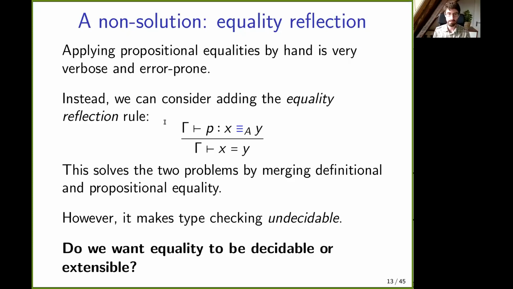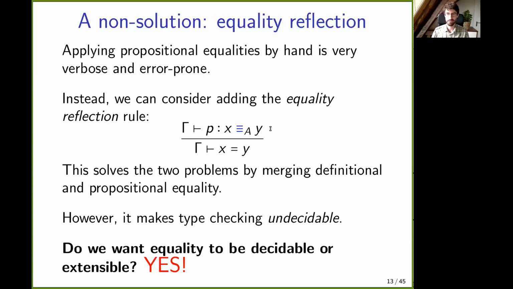Namely, this rule can be applied at any point, and adding it makes type checking completely undecidable. And even worse, in practice, it's not really feasible to implement a good type checker that makes use of this rule. So that really puts us in a hard dilemma. We have to choose: do we want equality to be decidable, but not have this equality reflection rule, or do we want it to be extensible, but then lose the decidability? And the answer I have to this question is yes. Yes, I want it to be decidable. I also want it to be extensible. So I don't want to have to choose between the two.